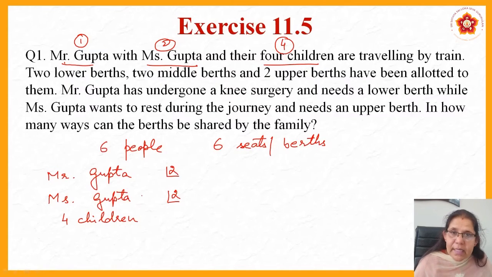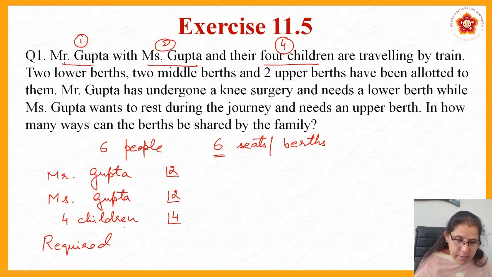And how many berths are there? 1 berth has been occupied by Mr. Gupta. Second berth has been occupied by Mrs. Gupta. So 2 berths are gone. Total were 6. How many are left? 4 are left, and 4 people will occupy them. In how many ways can 4 people occupy 4 berths? That is quite simple. Factorial 4.